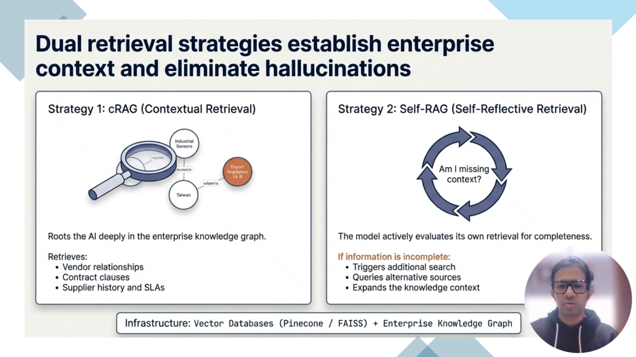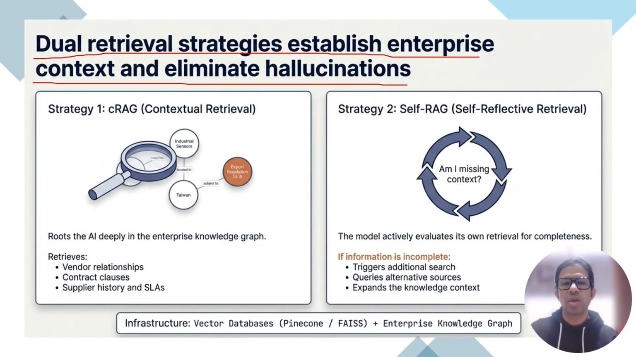All right, now comes this slide where we directly attack the biggest enterprise fear with GenAI: hallucinations. Dual retrieval strategies establish enterprise context and eliminate hallucinations. So the promise is clear. We need retrieval strategies that ground the model in enterprise truth and also self-check completeness before it speaks. Now notice we have two strategies. This is intentional because one retrieval step is not enough in enterprise procurement.